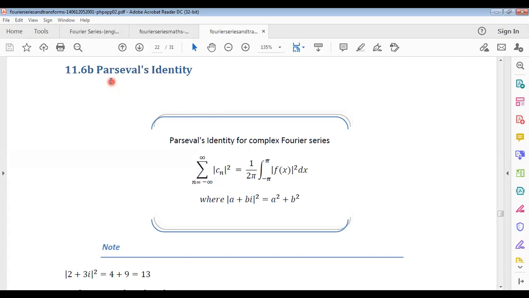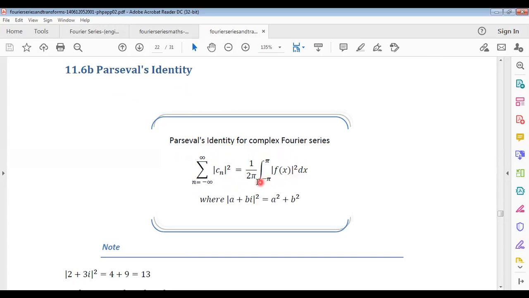Okay, first of all, what is actually Parseval's identity? Parseval's identity for the complex Fourier series is the summation from minus infinity to plus infinity of the absolute value of c_n, whole square, equals 1 by twice pi, where the period is twice pi, times the integral of the absolute value of the function f of x, whole square, dx.